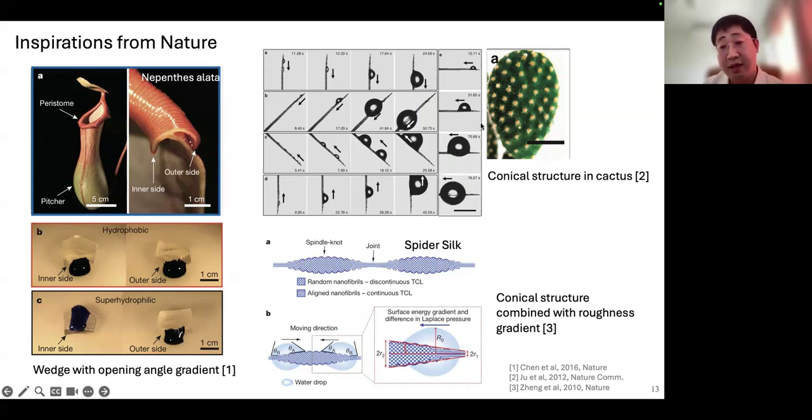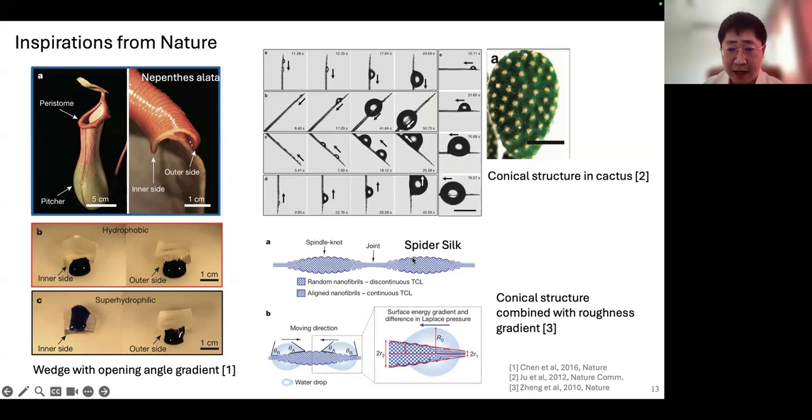And then in the cactus, we have conical structures, and the liquid normally moves from the tip of the cone shape towards the bottom. It can also move in the anti-gravitational direction. Over here, you see that it's moving upwards.